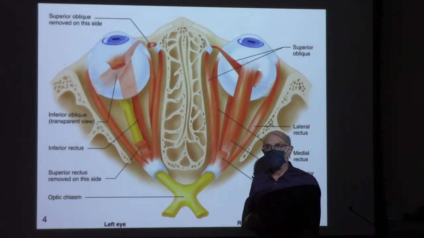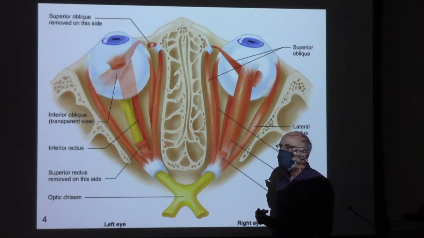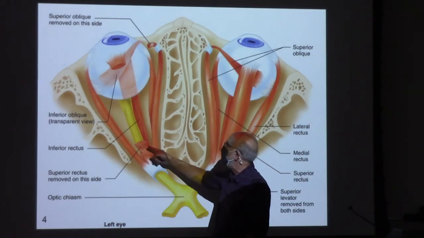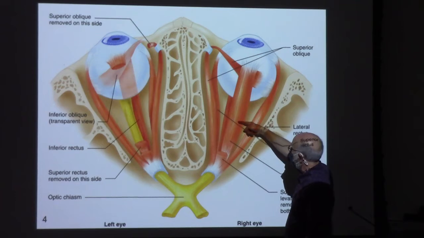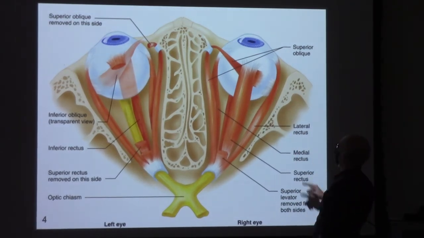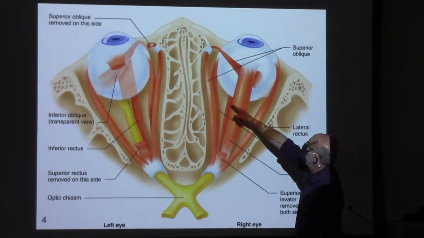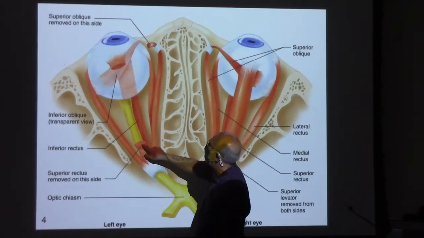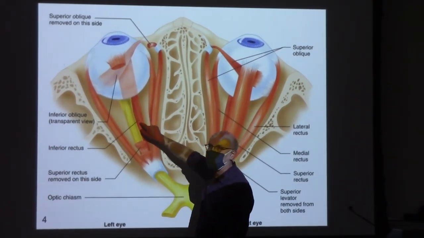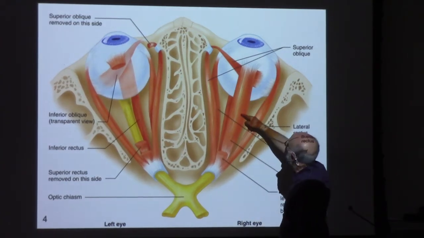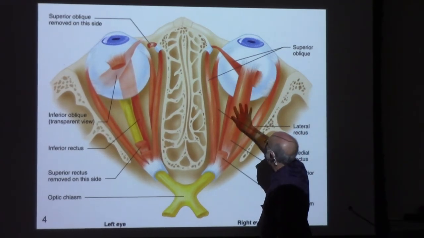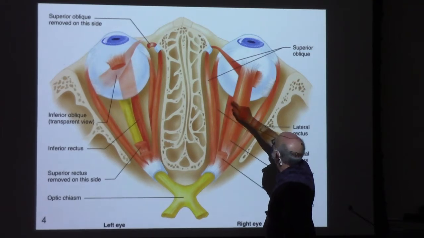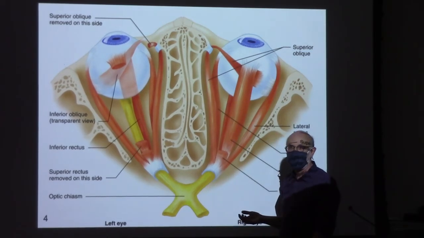Okay, those are two of the rectus muscles. The other two rectus muscles are the superior rectus and inferior rectus. So the superior rectus has been cut away on this side so that we can see the inferior rectus. You can sort of see it here, the superior rectus attached to the top of the eye, and the inferior rectus attached to the bottom of the eye.